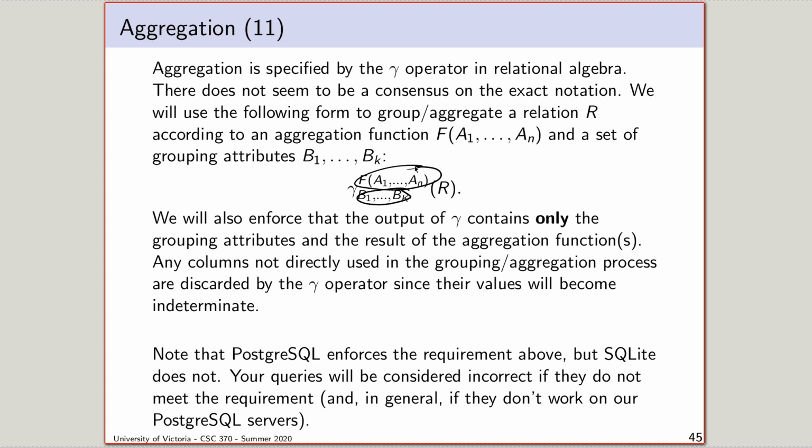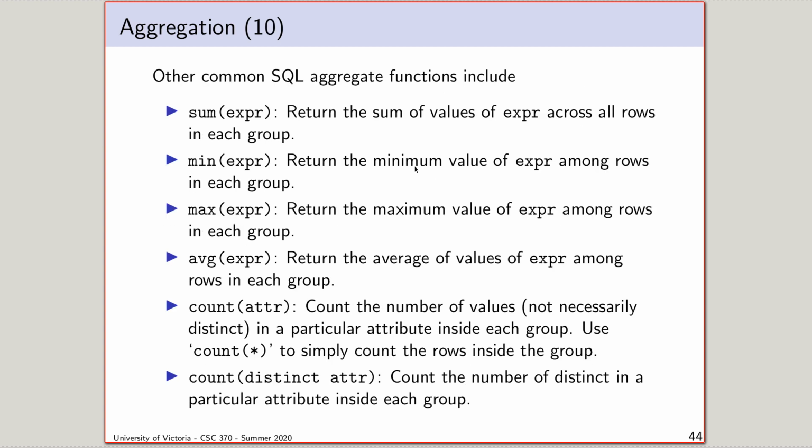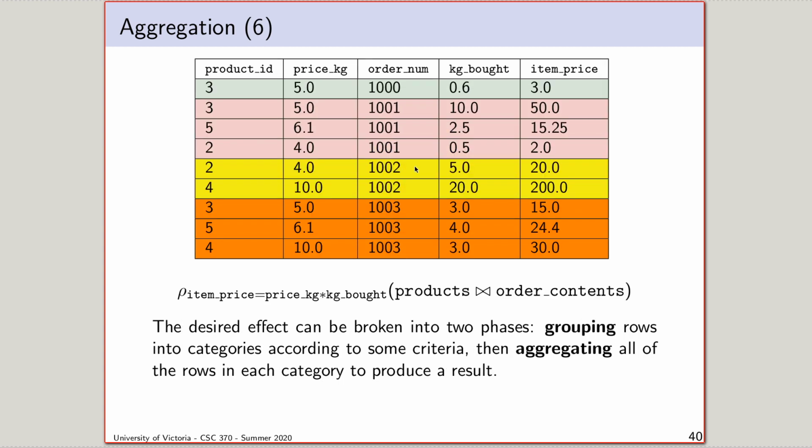If I want certain columns in my result, I have to get them through aggregation or using them as grouping columns. Anything else in my original relation R is not visible. So I mentioned that earlier. It's because if I say, I only get one row for group 1003, give me the kilograms bought. Okay, but what is that? Is it 3 or is it 4? You didn't tell me how to reduce that down to one number, so I can't do anything about it.